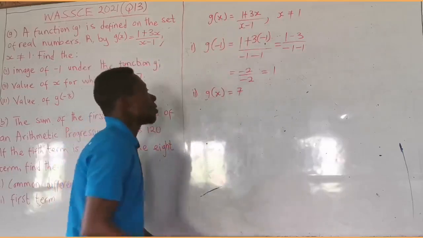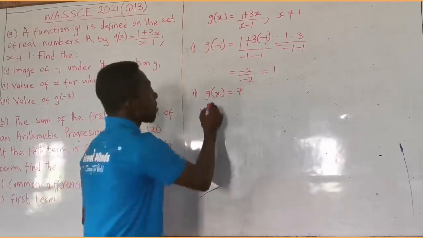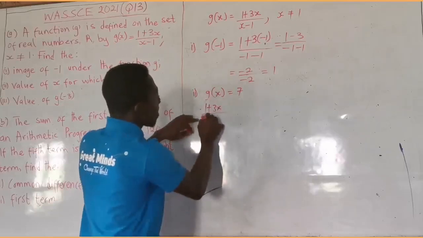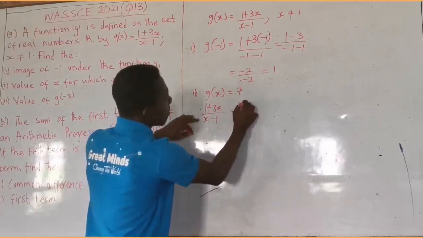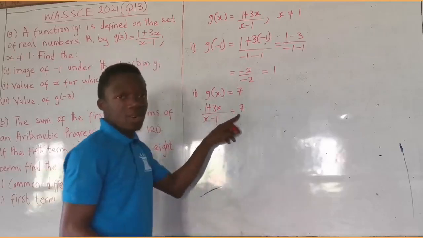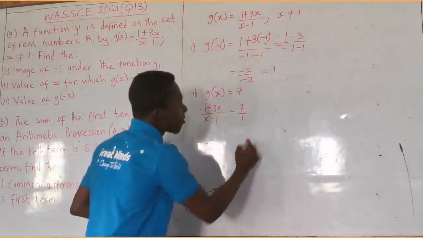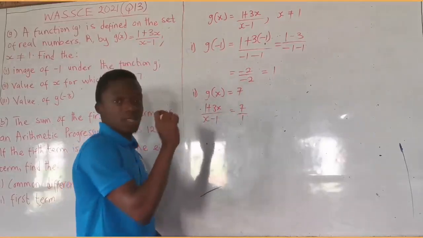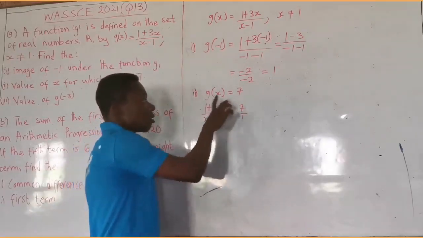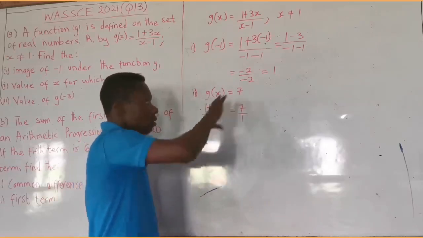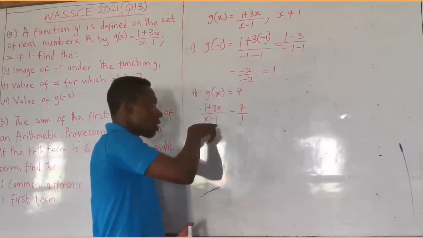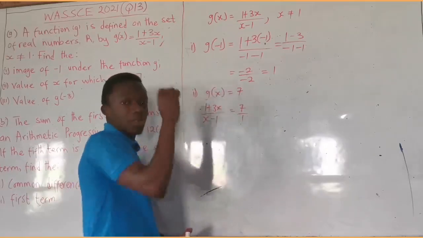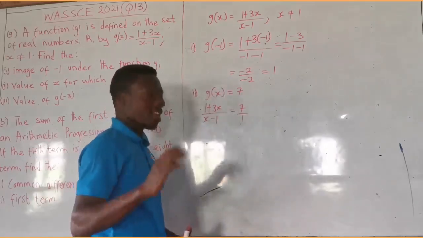So here it becomes 1 plus 3x, divided by x minus 1, is equal to 7. Remember, 7 is a whole number, so it is 7 over 1. Here, we have 2 terms on both sides of the equation, so I can say that x minus 1 can multiply the 7, then 1 can also multiply 1 plus 3x.